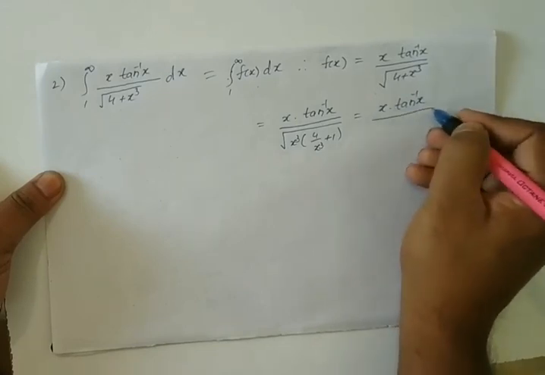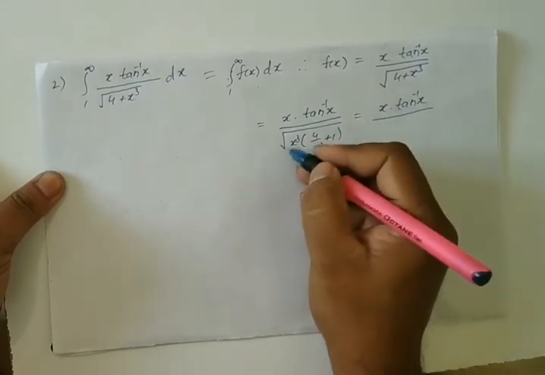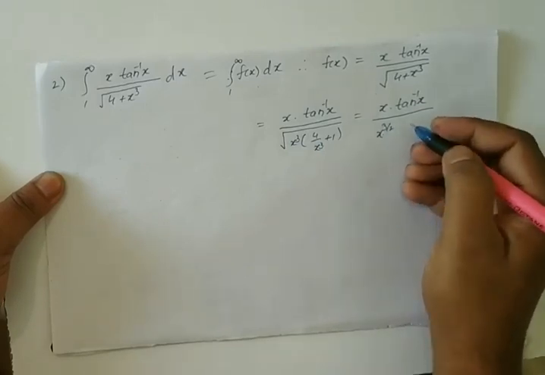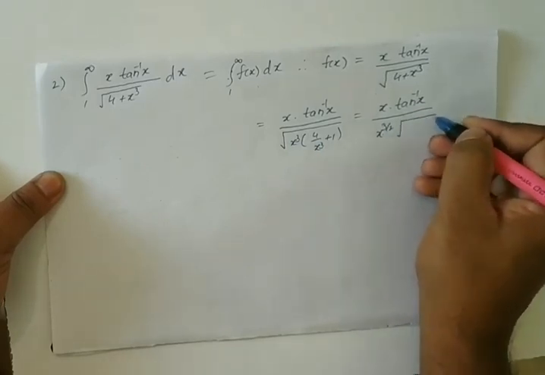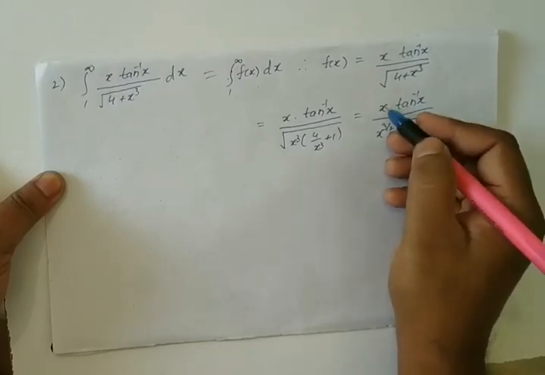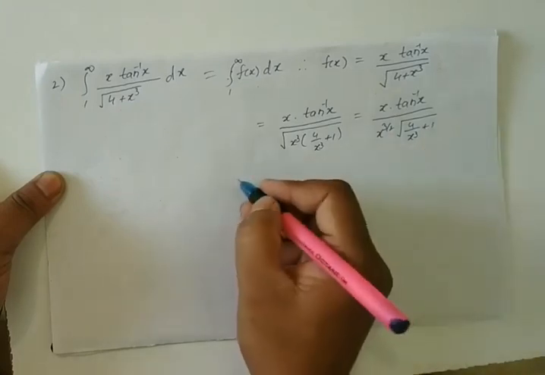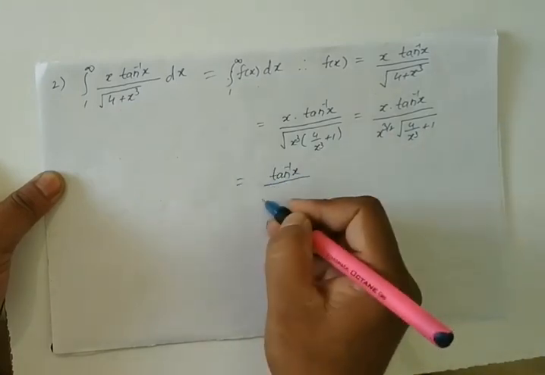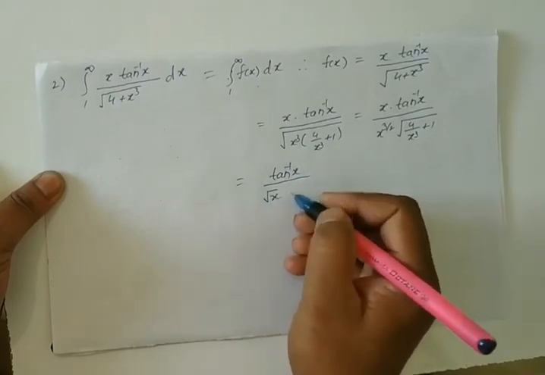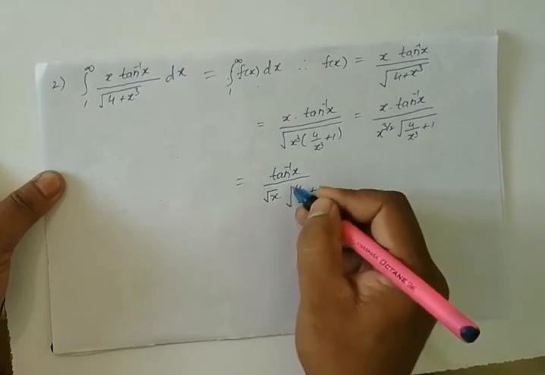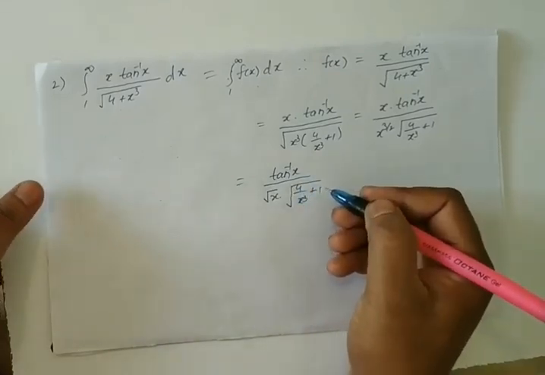So now which is equal to x tan inverse x. Okay, so here root of x cube is nothing but x power 3 by 2. Any doubt? No doubt. Next, root of 4 by x cube plus 1. Okay, x by x power 3 by 2 is nothing but root x. So we get tan inverse x by root x into root of 4 by x cube plus 1.